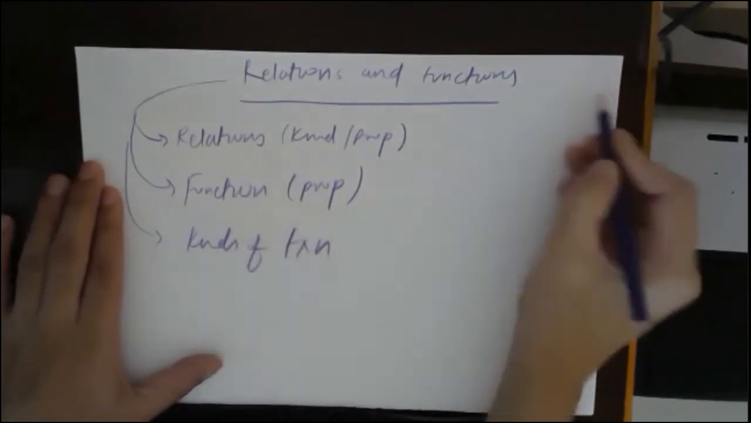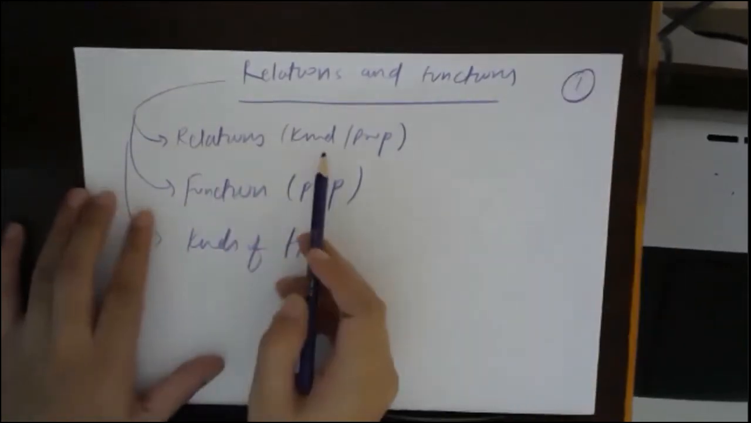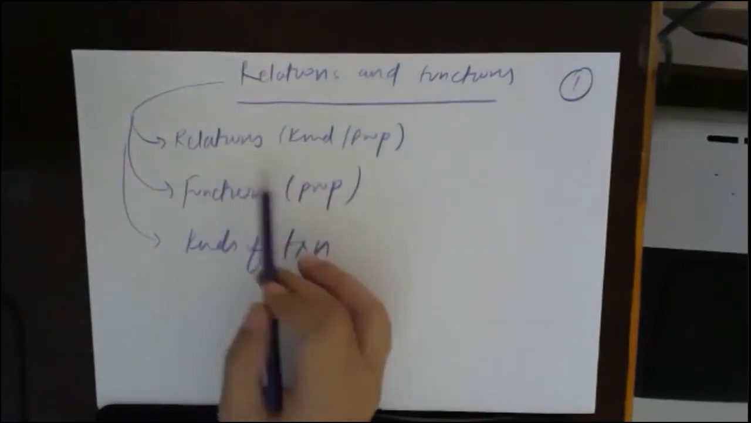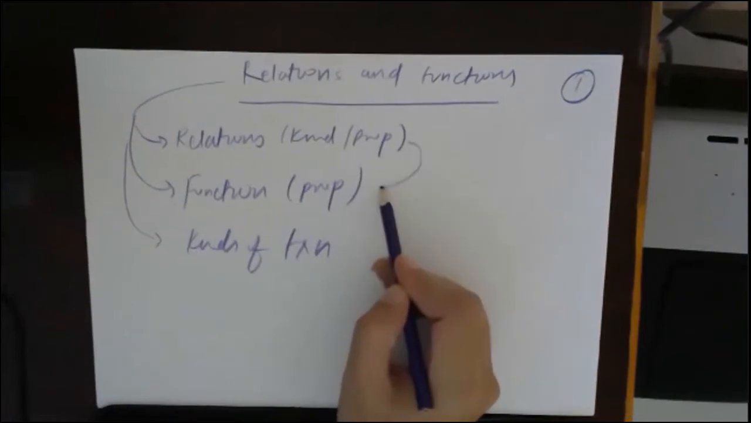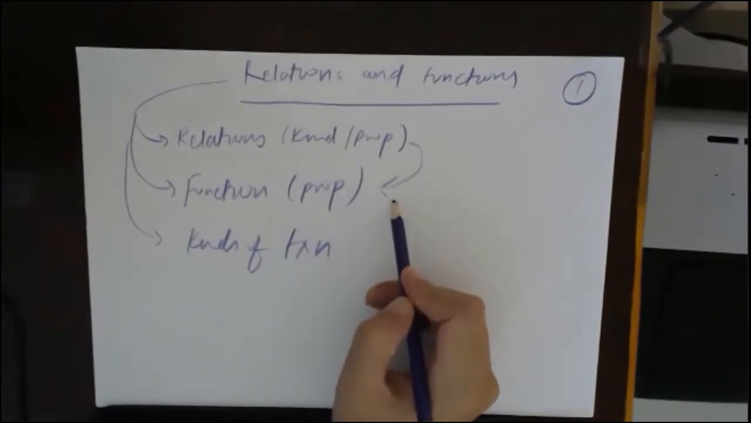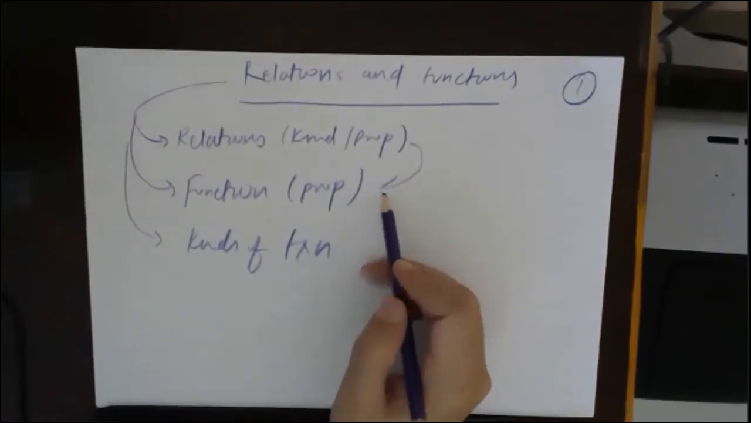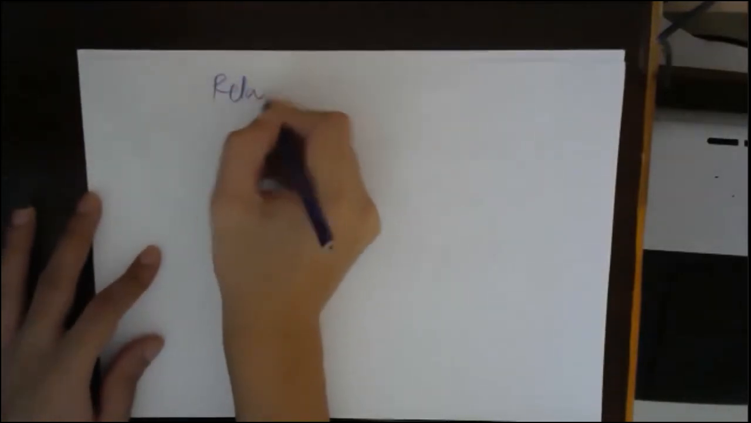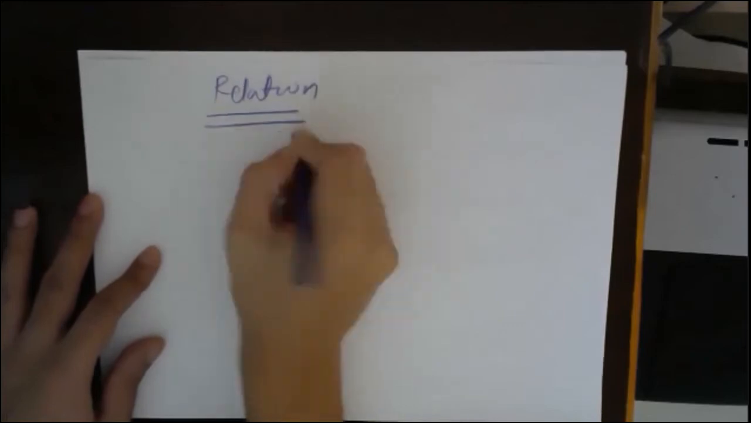So first we will look at the relation. This is a new fresh topic for you, so I want you to listen very carefully. Relation, then we move on from relation to a special kind of relation known as function, and then from function we move on to the special kind of function, kinds of functions. So first, let's see what relations are. To understand what a relation is, let's discuss what basically constitutes a relation.